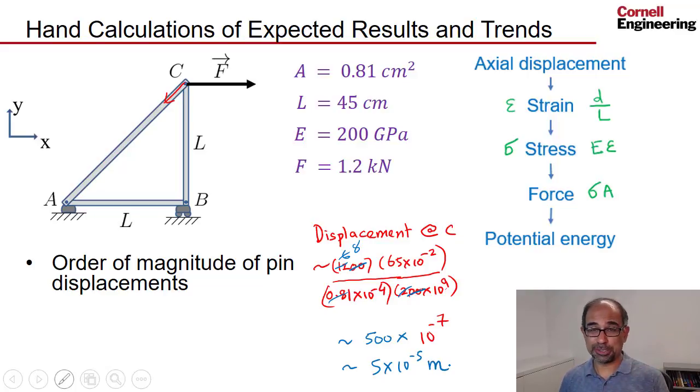Very small displacement, so we shouldn't be surprised if we see very small displacements in answers. So that's the order of magnitude for the displacements that we will be expecting from answers.